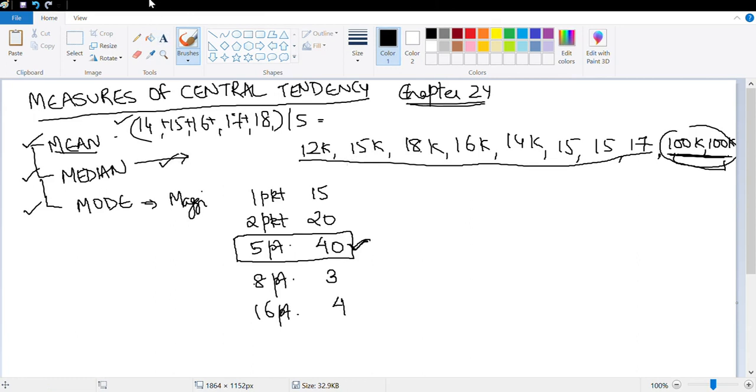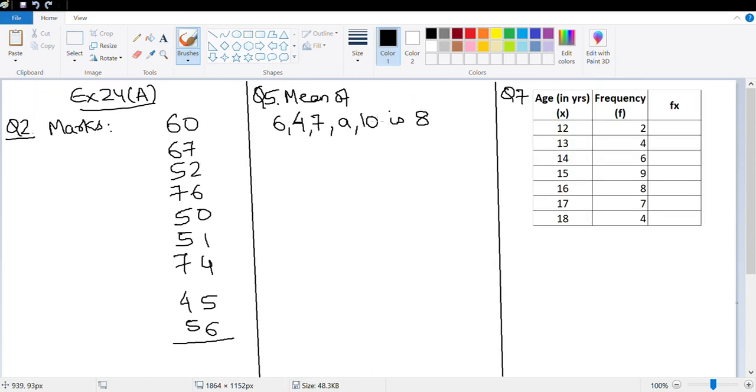Perfect. So now let's solve some questions and let's revise what we've learned earlier as well. So let's start. I'm on question number 2. Question 2 says marks obtained in mathematics by 9 students are given below. Find the arithmetic mean. Simple. The first thing we do is add all of them up. We've been doing this forever.